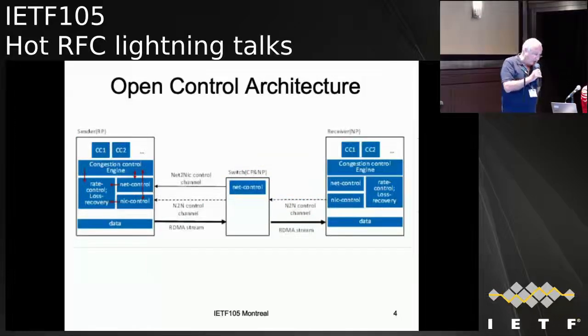The architecture itself is seen in this slide. There's the sender, the reaction point, and then the receiver is the notification point, but the switch can serve as the congestion point, and can also provide notification. So there can be a network-to-NIC control channel, and of course a NIC-to-NIC control channel, that will provide the information to allow the sender to respond better and faster.